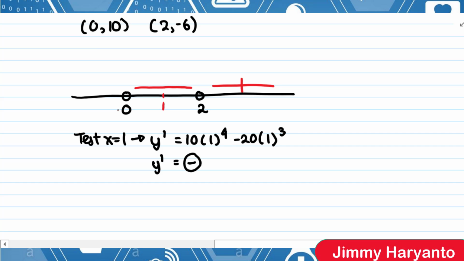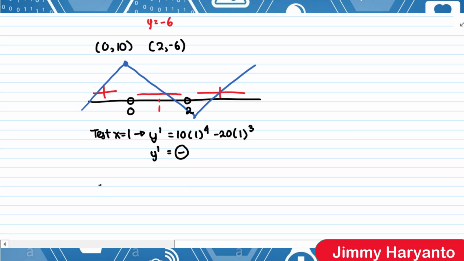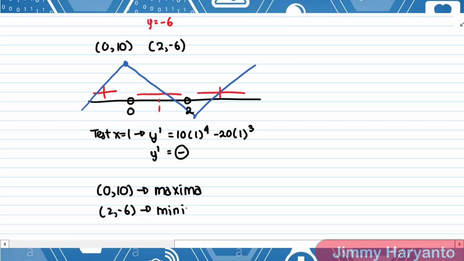For x equals 0, we have x to the power of 3 equals 0, that means the sign still changes. Negative becomes positive. Next is to sketch the drawing. Positive means increasing, and then decreasing, and then increasing again. So for 0, 10 it will be a local maxima or maximum point. For 2, negative 6 it will be a local minima.